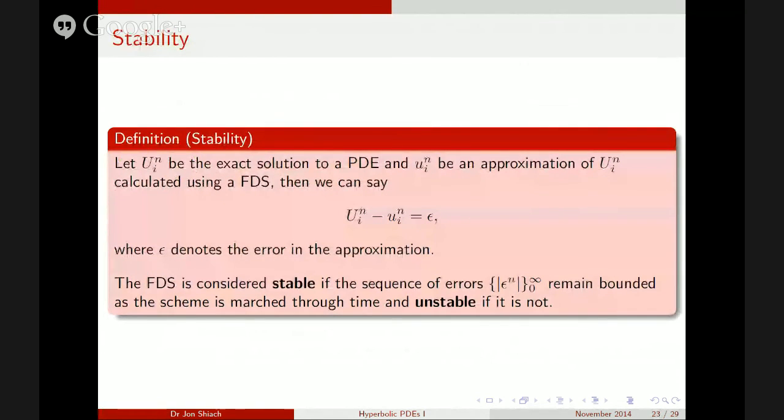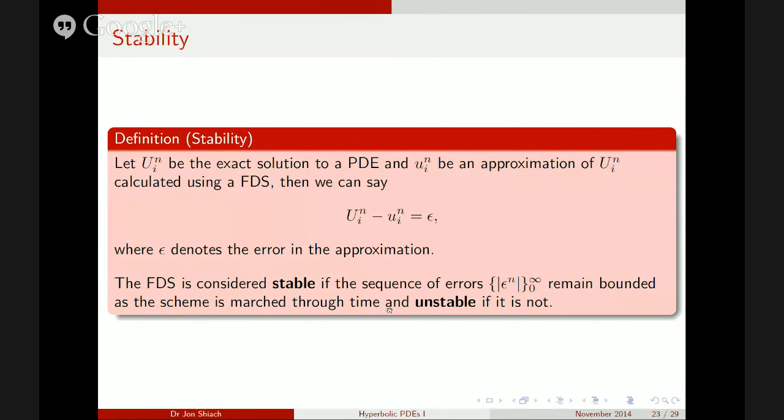As well as being consistent, Lax's theorem says we've got to be stable as well. And what's the definition of stability? Essentially, if this is your exact solution, this is your approximated solution, and epsilon is some error, then as we march forward in time, we'll have a series of these errors for each node. If this sequence of errors, as we go to an infinite number of steps in time, remains bounded, the scheme is stable.